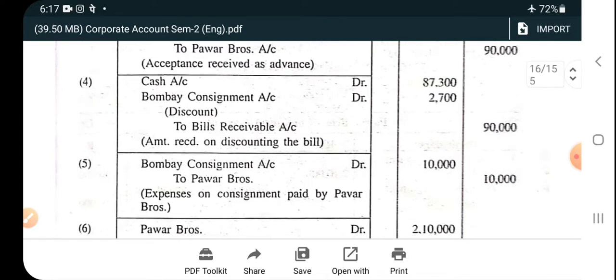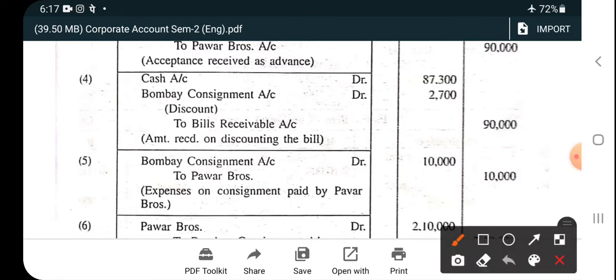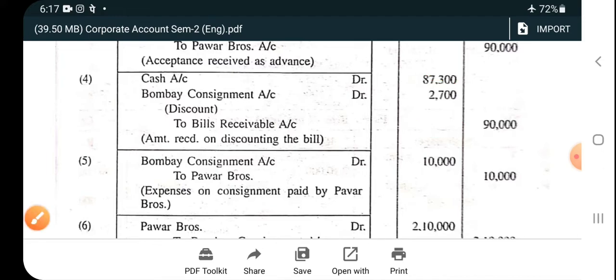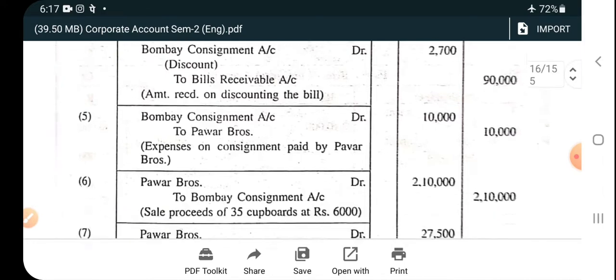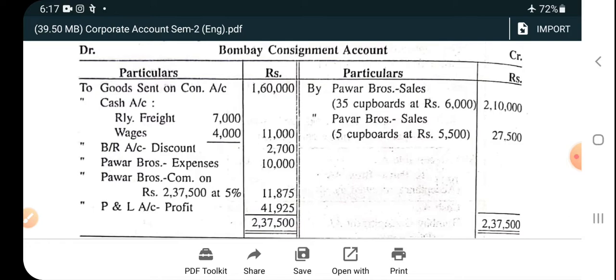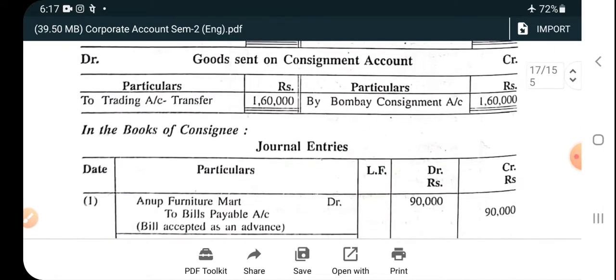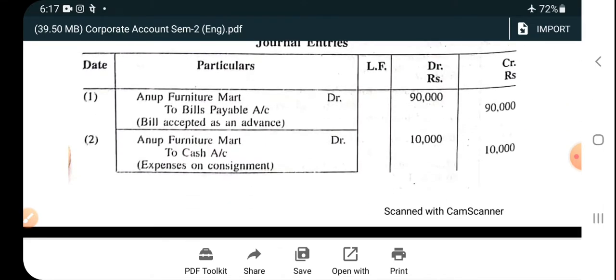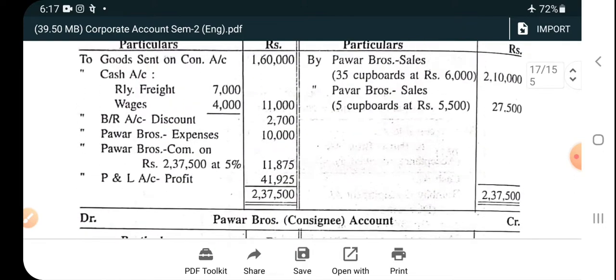It has only one effect of only 2,700 rupees, because in this sum we have not opened the cash account or bills receivable account, only the consignment account. So on the consignment account debit side, we will write bills receivable account, in brackets discount 2,700. No entry of this transaction is passed in the book of consignee.